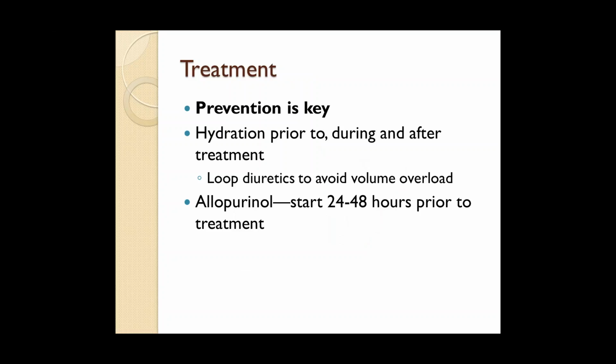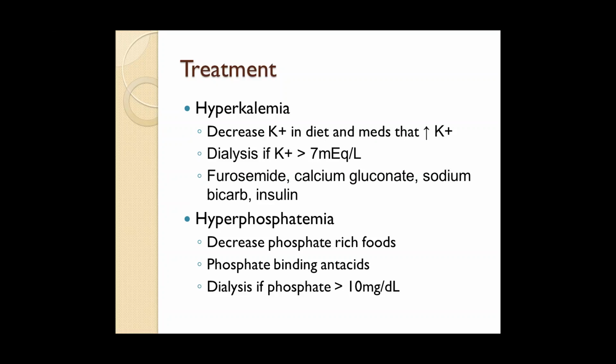Allopurinol can also be used for tumor lysis prophylaxis beginning 24 to 48 hours prior to initiation of treatment. Allopurinol inhibits xanthine oxidase, which in turn blocks uric acid conversion and accumulation in the bloodstream. Additionally, treatment of the electrolyte imbalances of tumor lysis syndrome is key. Patients will require frequent electrolyte checks and may need telemetry depending on the level of electrolyte imbalances.